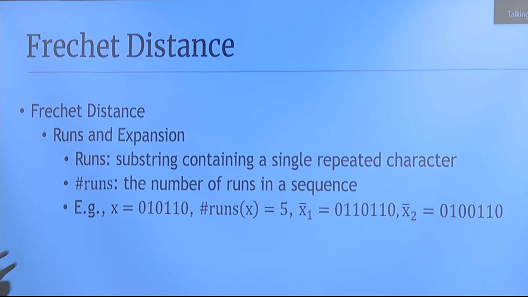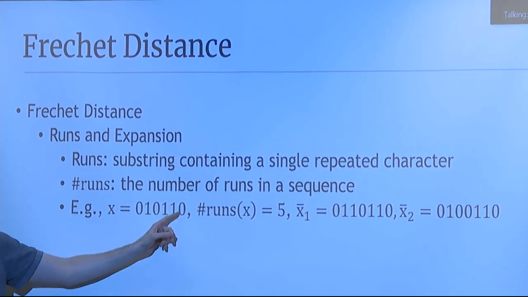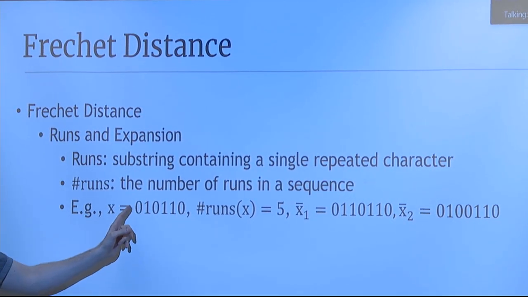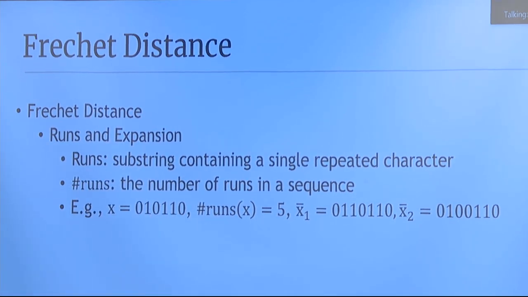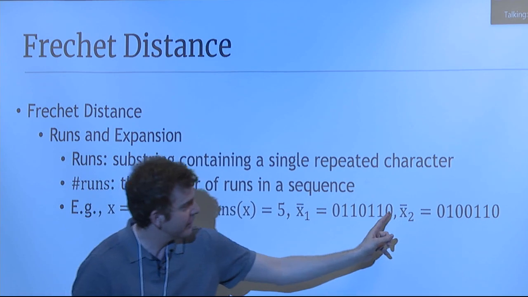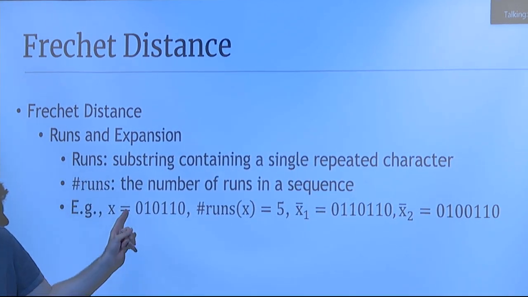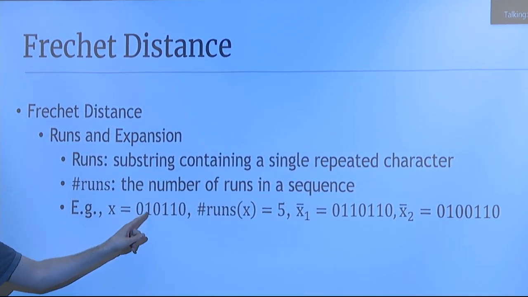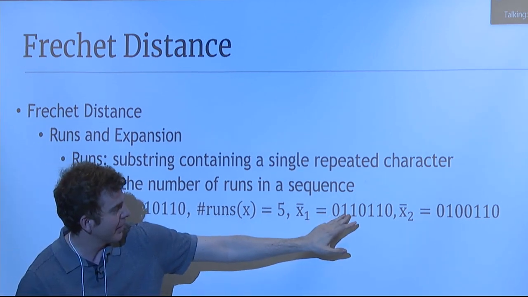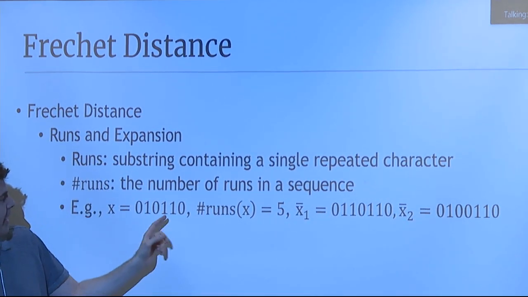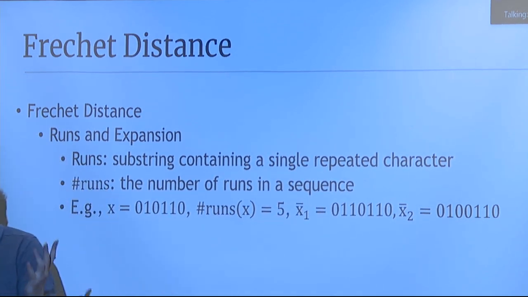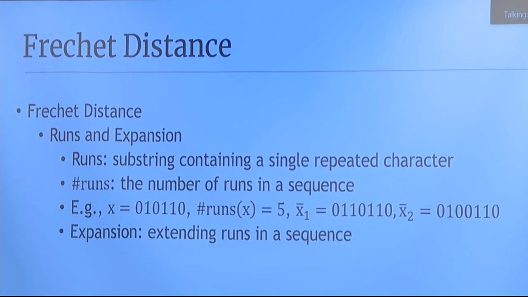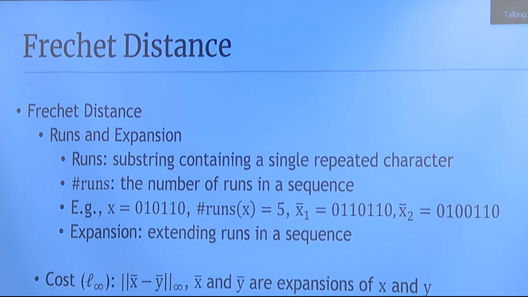So if I have this string x, 0, 1, 0, 1, 1, 0, the number of runs is 5, right? 0, 1, 0, those are 3 runs. 1, 1 is a run, 0 is a run. These are 2 expansions. So I took x and I duplicated this 1 twice, so I got x1 bar, and x2 bar was formed by duplicating this 0 twice. So 2 expansions, which just extend runs in a sequence.